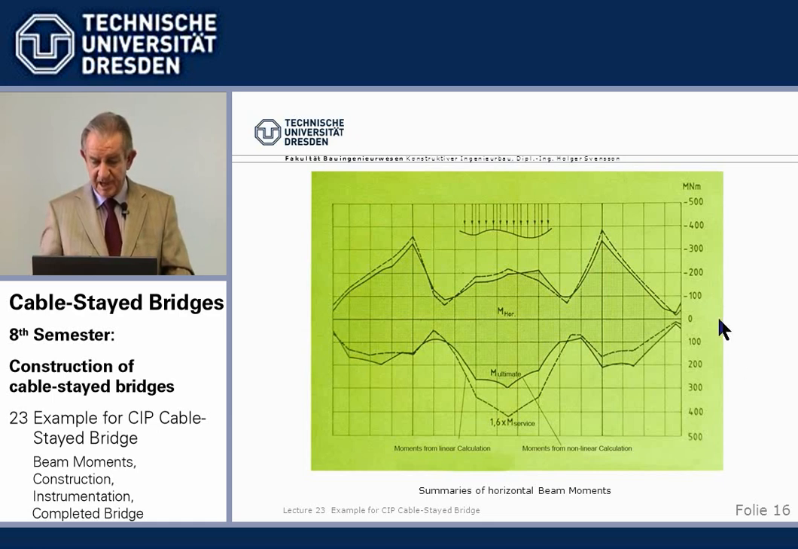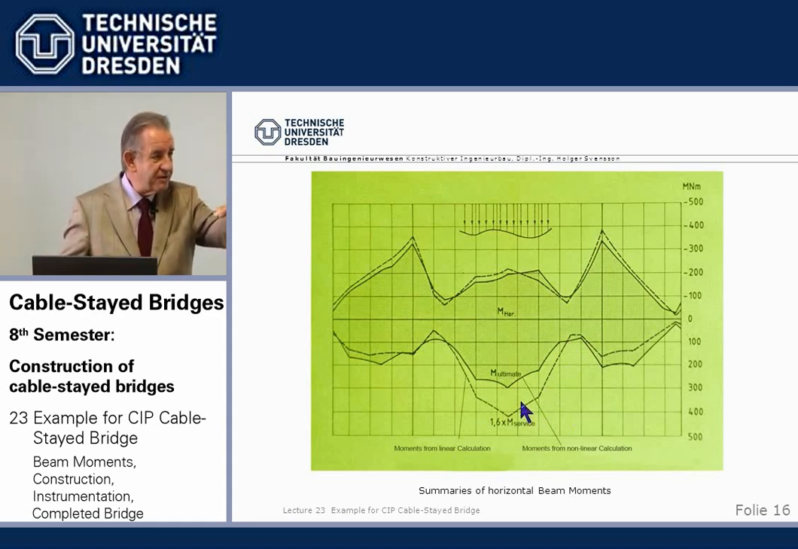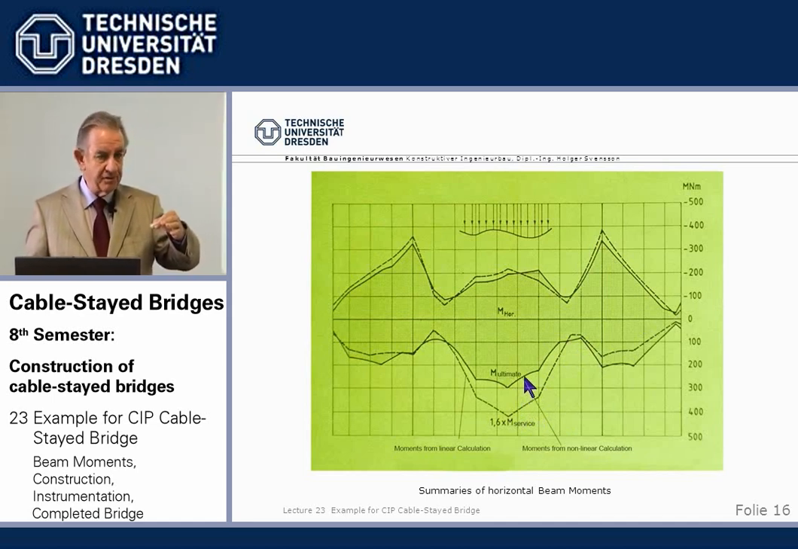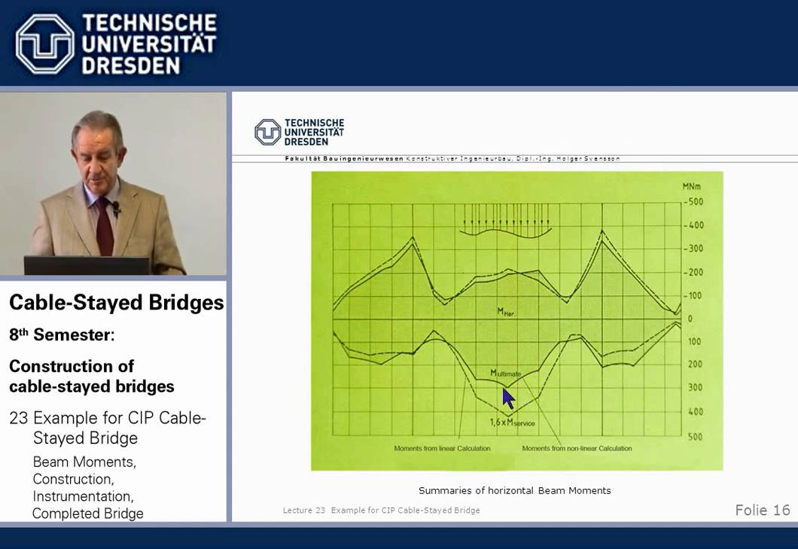And this line shows, the dotted line would be the moments under service load times 1.6, meaning the linearly increased service loads compared with the nonlinear calculated ultimate loads. And we see here in the middle of the main span, interesting enough, that the ultimate loads with nonlinear effects are smaller than the live loads and the service loads times 1.6.